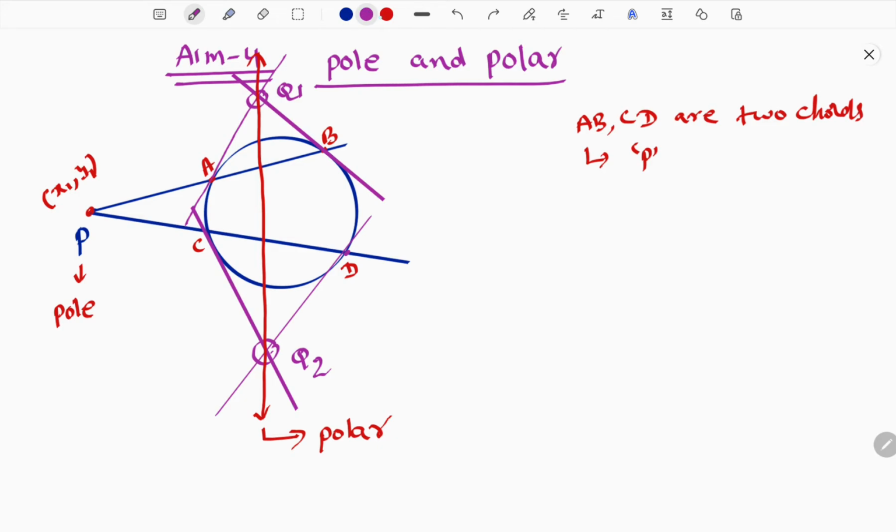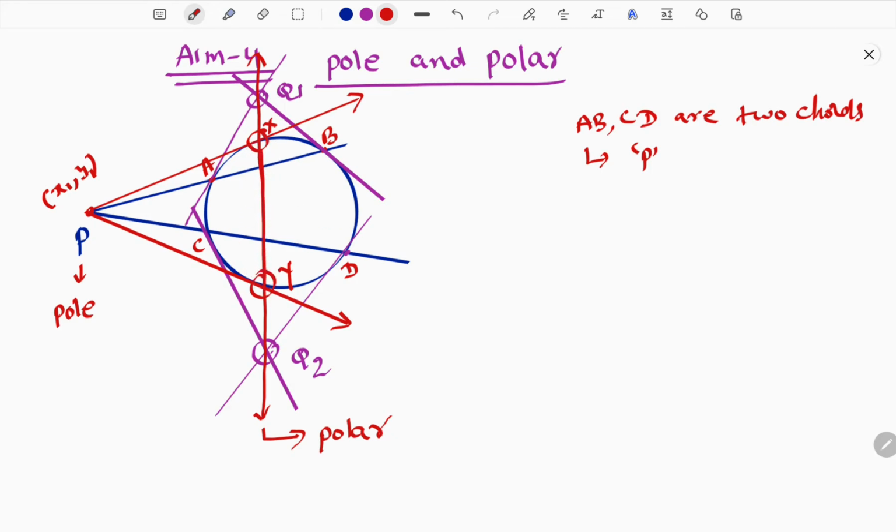Now suppose you can draw the lines like this. From P you can draw the pair of tangents. Now these are the points of contact. Those points of contact also lie on this polar. This point can be named X and this point Y. You know that this XY is called the chord of contact.